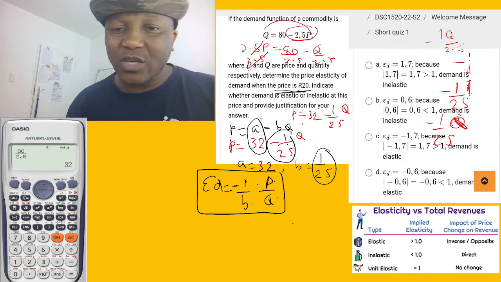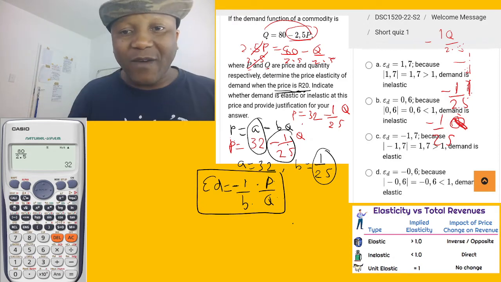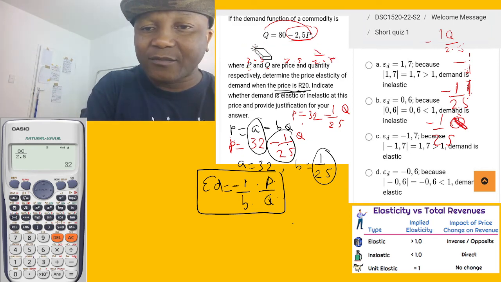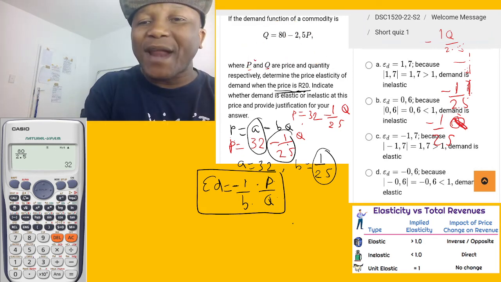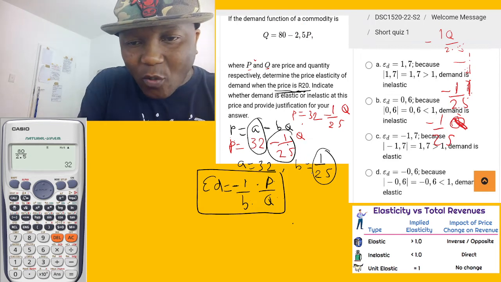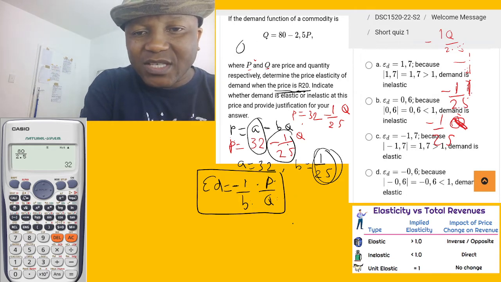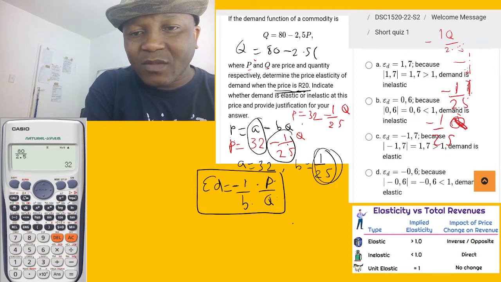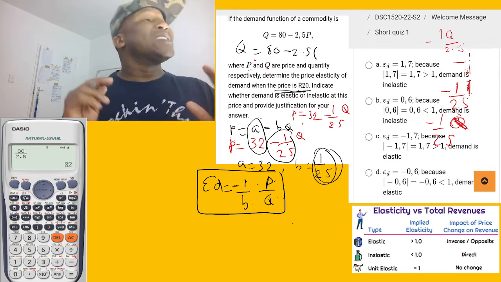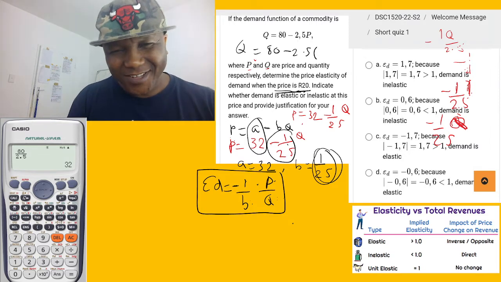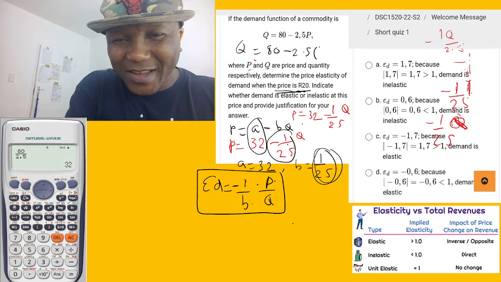So the only thing we don't have is Q. But we know how to get the value of Q. Look, check this one out. B, we know what is B? 1 over 25. P, we know P equal to 20. The only problem is Q. We can get the Q because Q equal to 80 minus 2.5 bracket P. Whenever there's a letter, you have to write the bracket. Okay? P. What is P? P equal to 20.